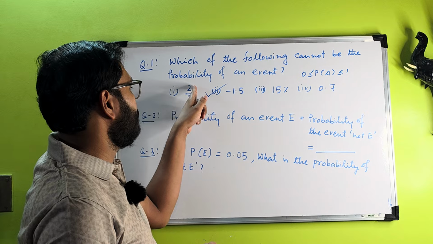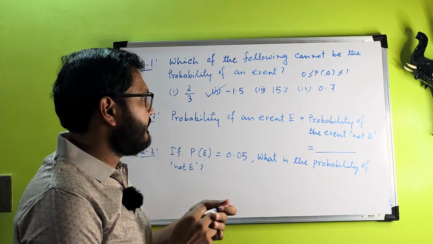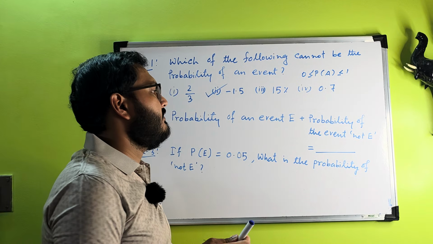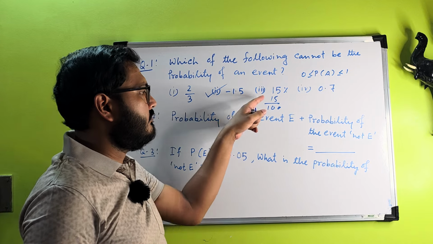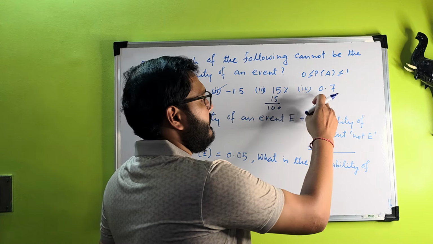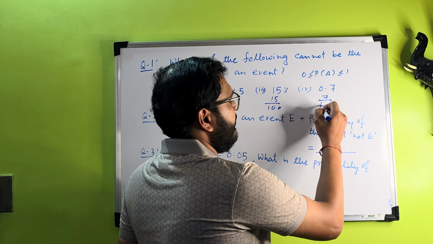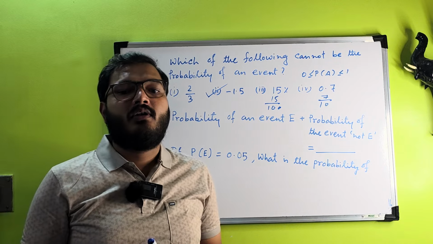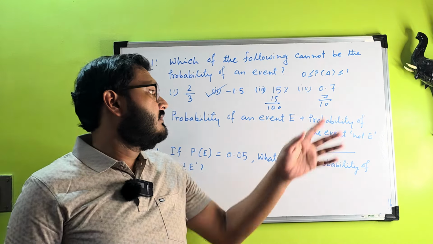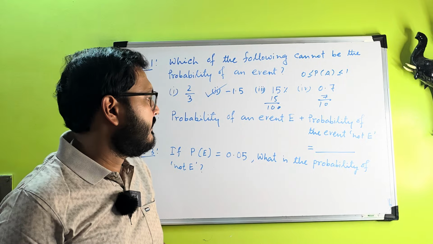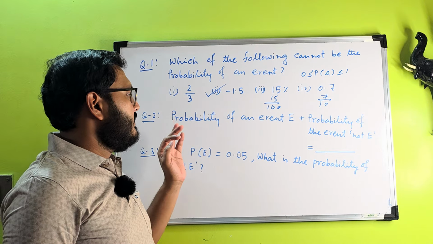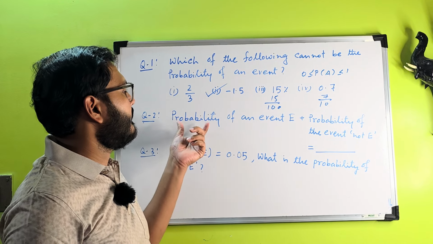They can be. 2 by 3 is a proper fraction. 15% means 15 by 100, so a proper fraction. 0.7 means 7 by 10. So they all are proper fractions, so they can be the probability of any event, but this cannot. Come to the next problem.